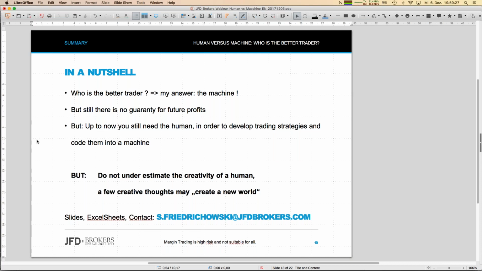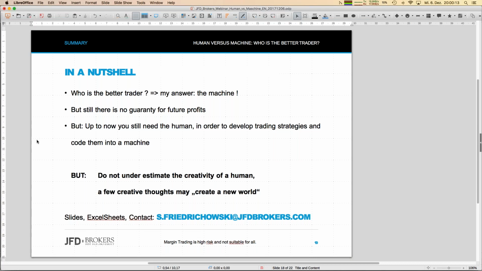And still, if you go for that question, human versus machine, we still need the human to code the Excel sheet, the expert advisor, or the C program. So still the human gives the input, and the computer is helping in the process of optimization and doing the execution finally. But still, I want to repeat the sentence we had more or less at the beginning, that we should not underestimate the creativity of humans. We may bring up new ideas, new thoughts, really creative ones, which more or less create a new world.